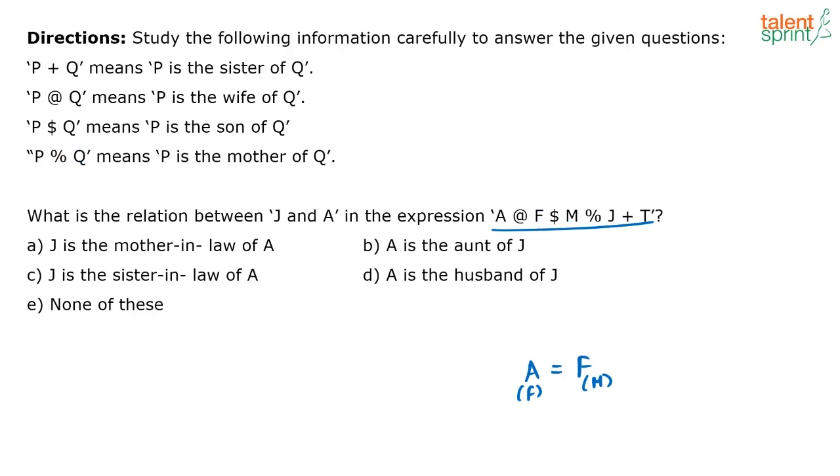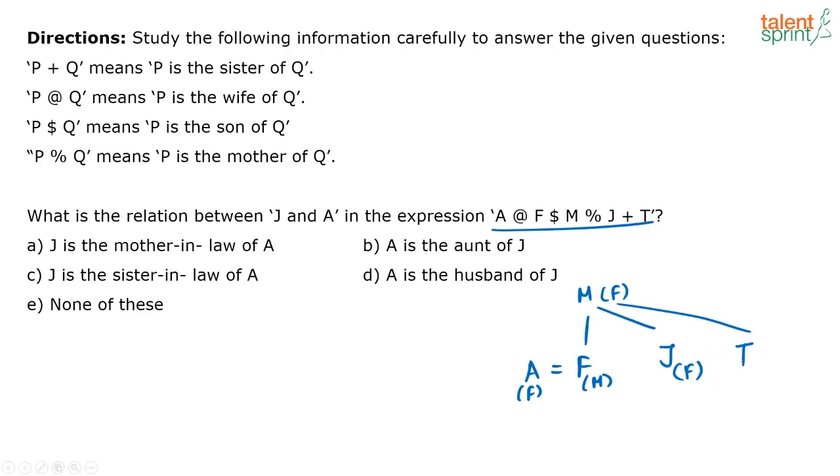F dollar M means F is the son of M. So F is the son of M. Next, what have they given? M percentage J means that M is the mother of J. So M is the mother of J, so M has to be a female. Okay, so this M has now two children, J and F. Next, what is given? J plus T. J plus T means J is the sister of T. So this has to be a female and this has to be T, correct? Because they are all going to be the children of the same parent. That means J is the sister of T means J is definitely a female and she is the sister of T. I don't know the gender of T now.